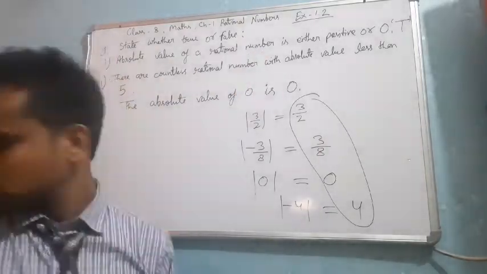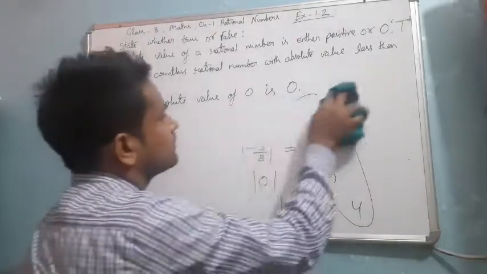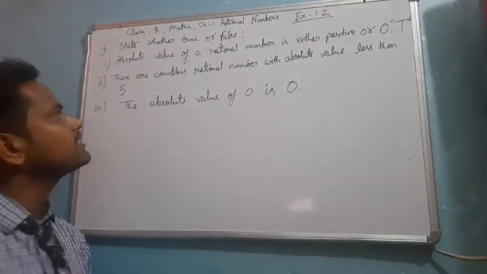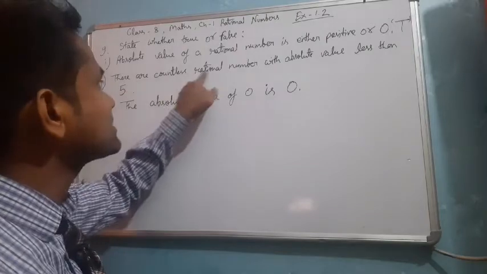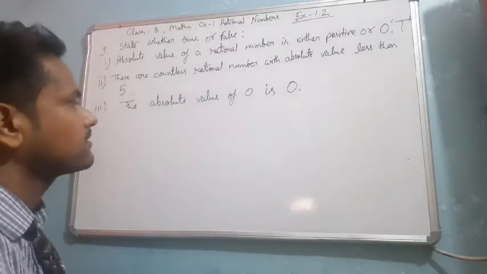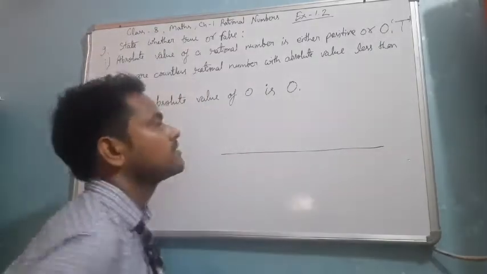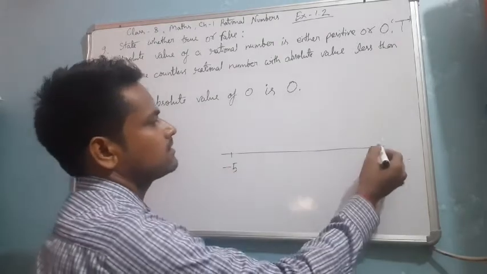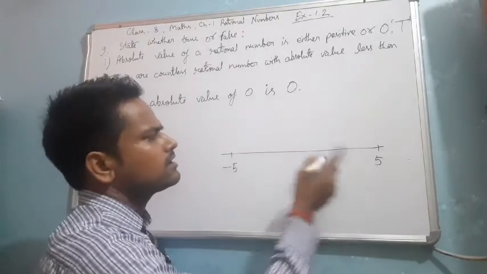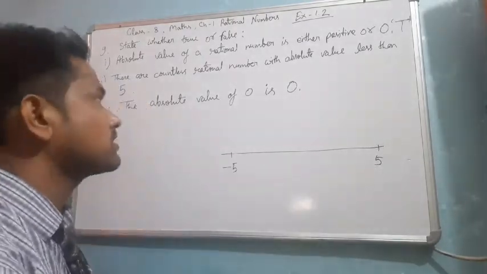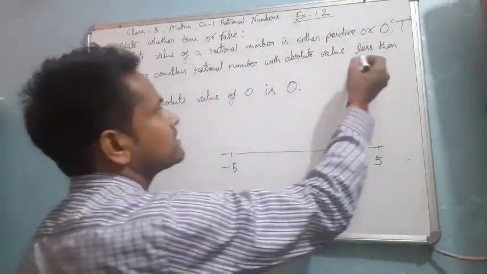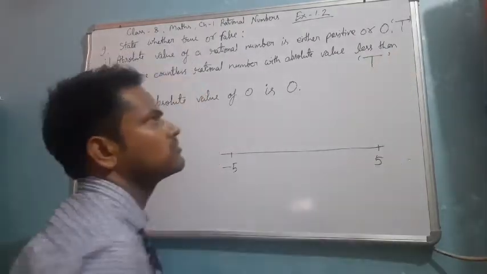Got it? Now we move to the second statement. In the second statement, it is given that there are countless rational numbers with absolute values less than 5. If you take all rational numbers between minus 5 and plus 5, there are infinite rational numbers whose absolute values are less than 5. So this statement is also true. Got it?